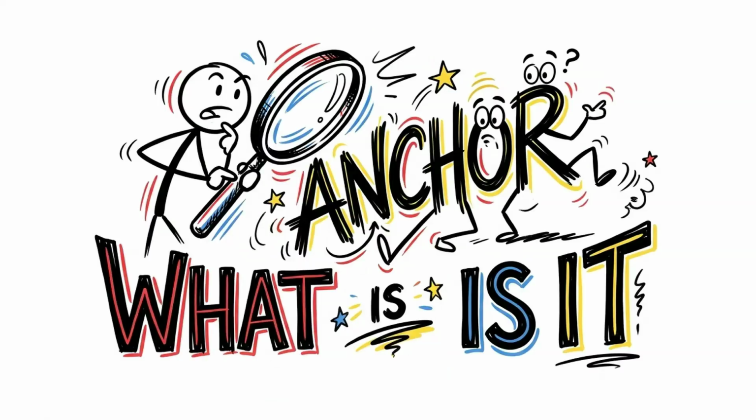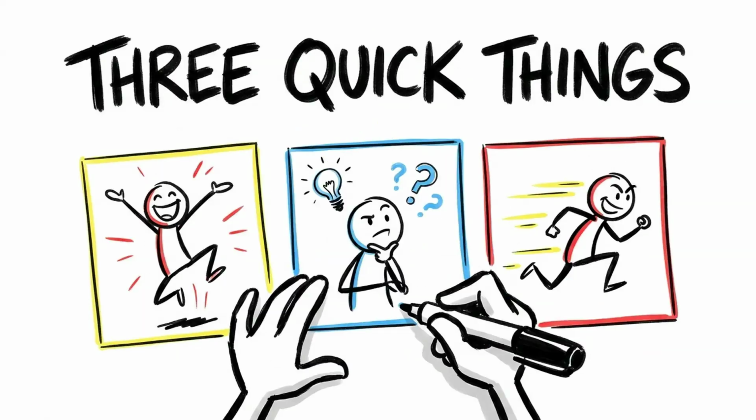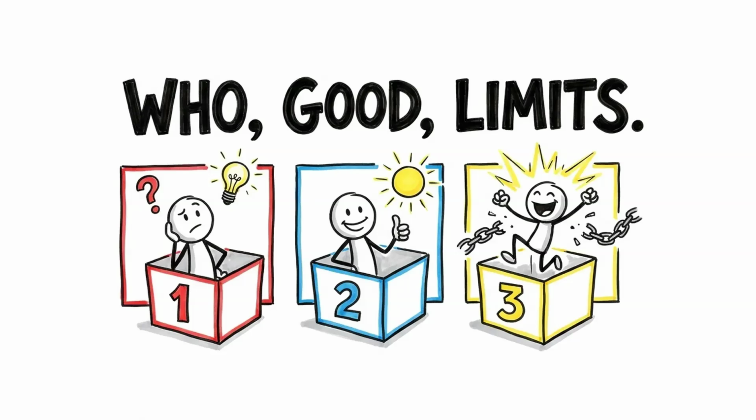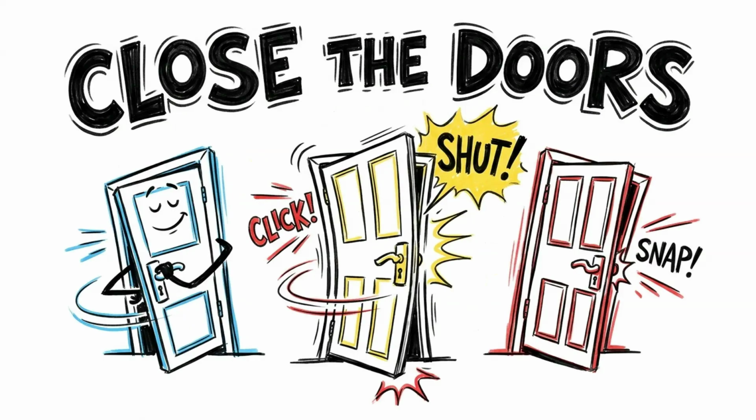So what exactly is a context anchor? It is 3 quick things you paste in first. 1. Who you are. 2. What good looks like. 3. The constraints. Each one closes a door where the model would otherwise guess.